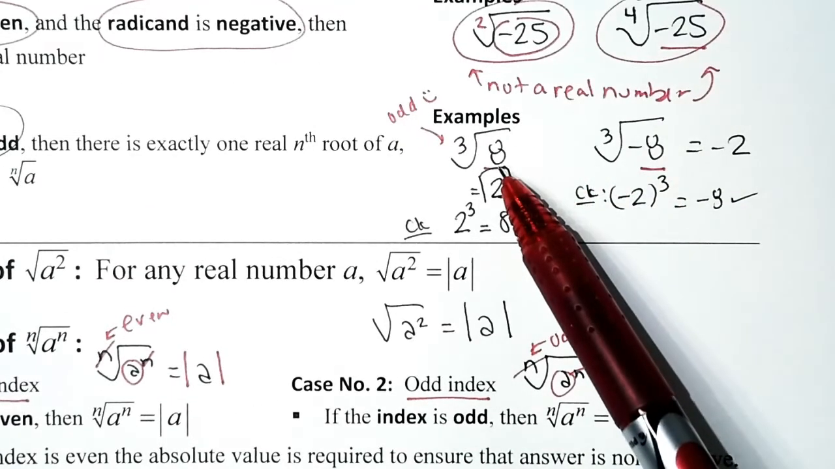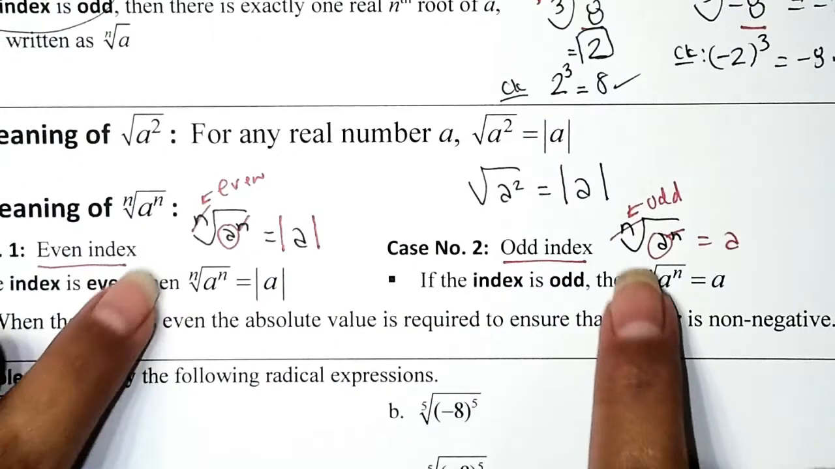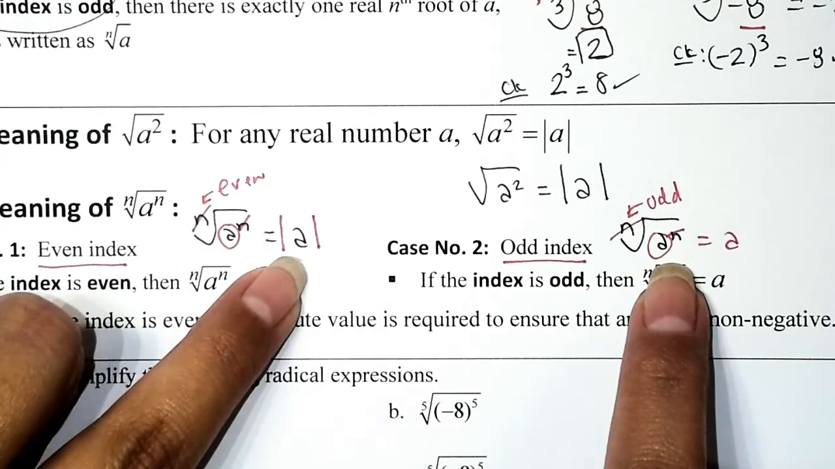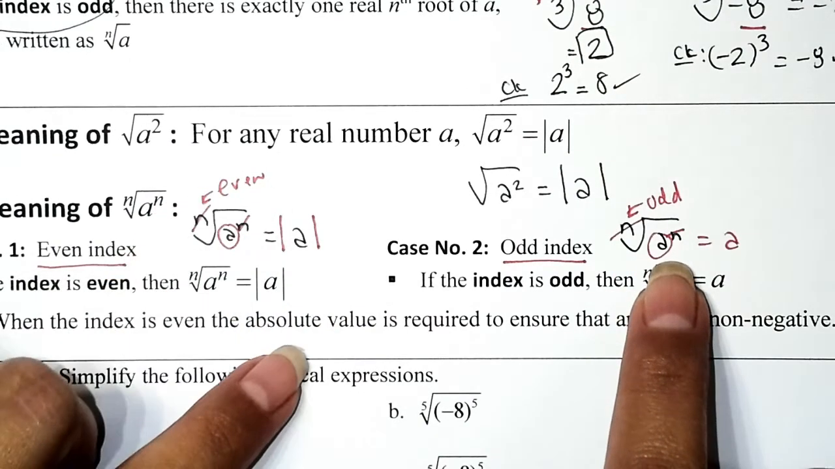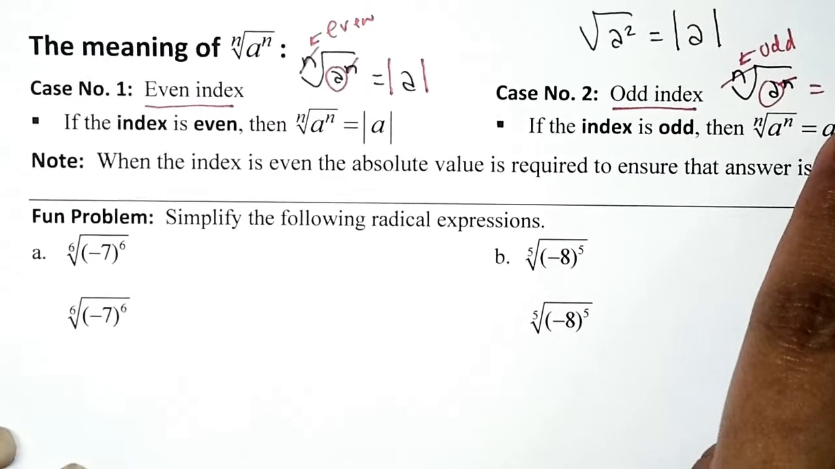Why not? Well, that's because when the index is odd, we don't have to make sure that the radicand is positive. So that's it. Do what you have to do: cancel, toss in absolute value if we have an even index, and if we have an odd index, you're good to go. Okay, let's do this set of problems.